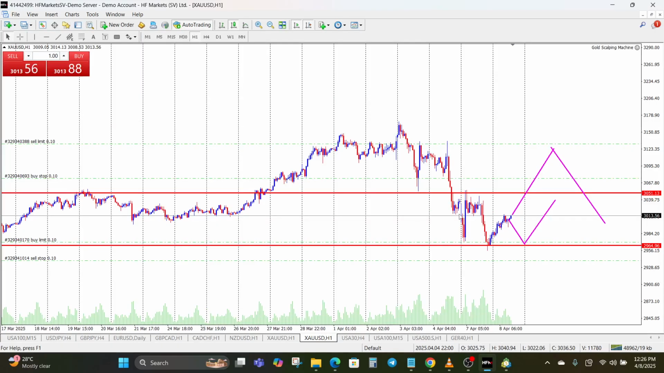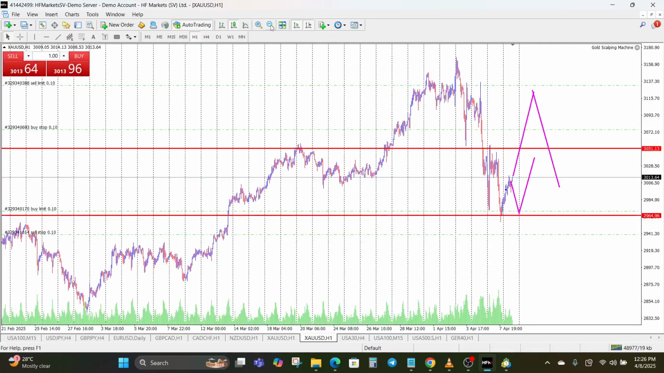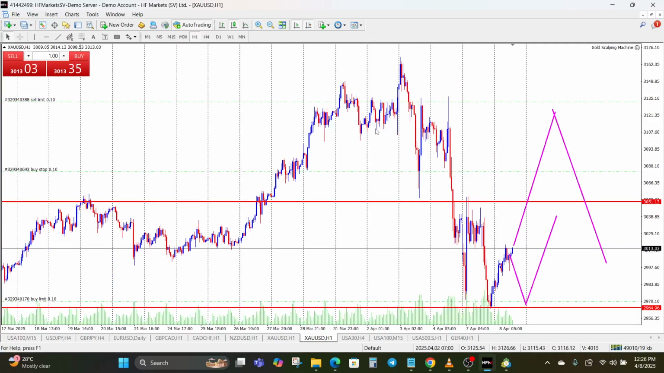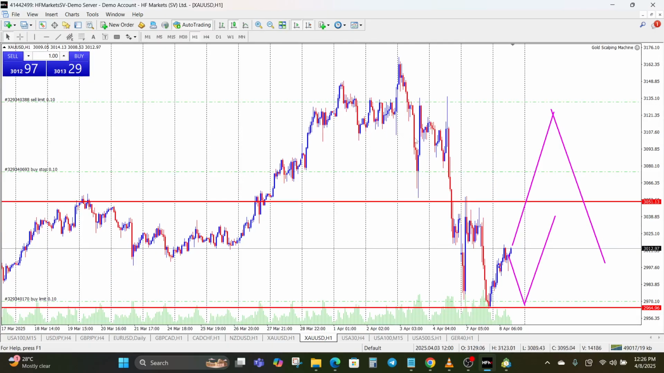If you are using a trading strategy that relies on zones, you can take advantage of what we have discussed in this video. That wraps up this tutorial on how to place pending orders on MT4 and MT5. Hopefully, this helps you understand not just how to do it, but when and why to use it effectively.